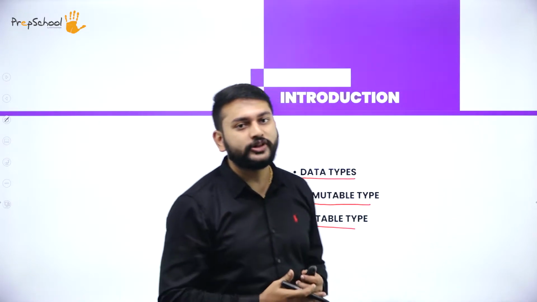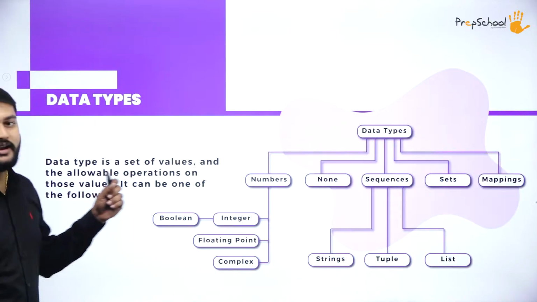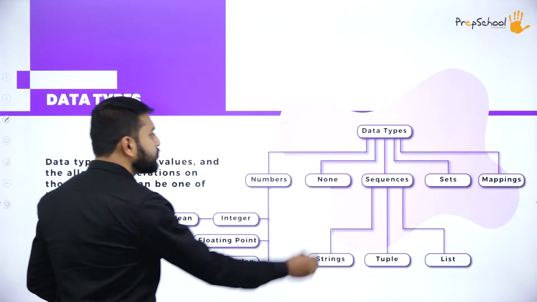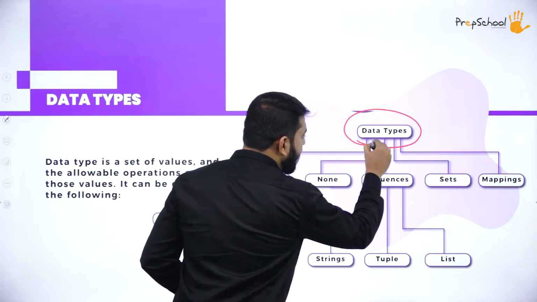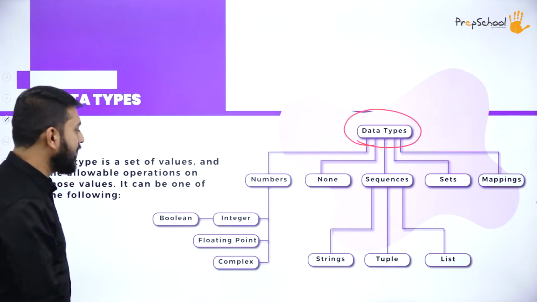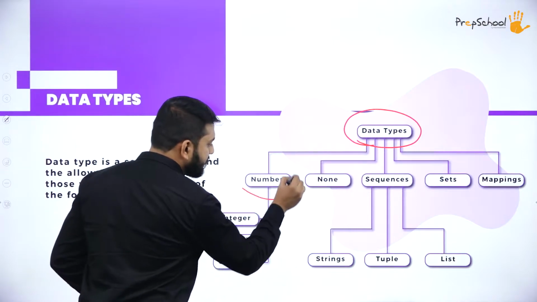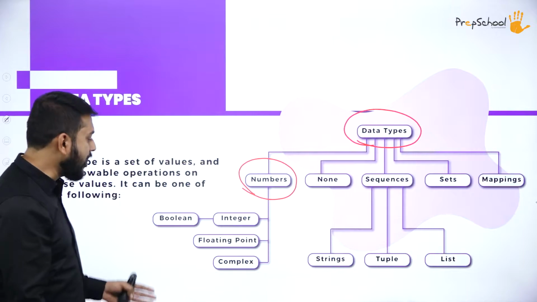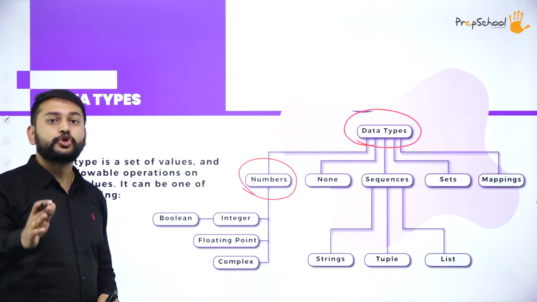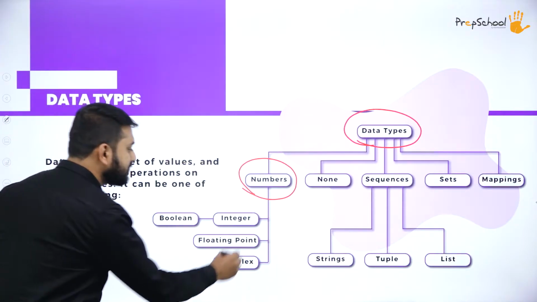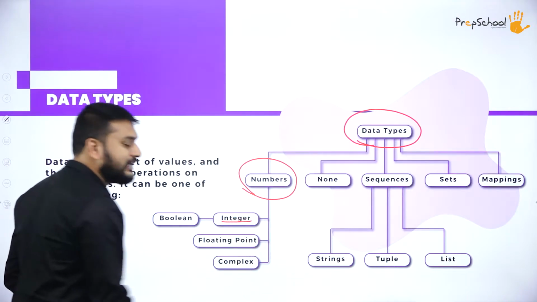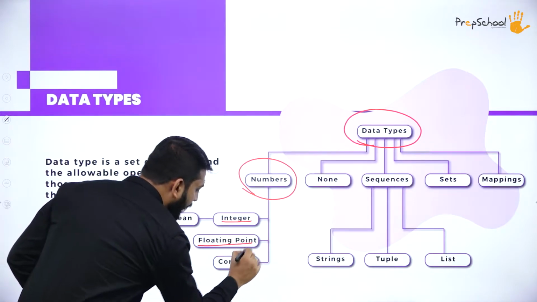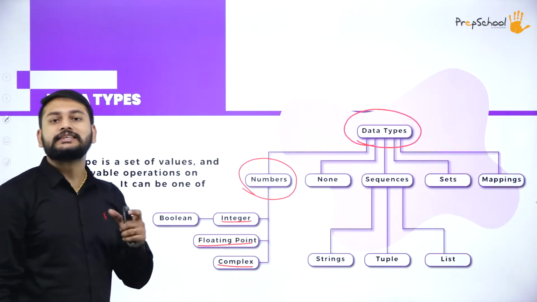So let me start with the first concept: different data types that I have in Python. Please observe, guys, I have different data types in Python. The first data type that I have is numbers. In this category of data type, I have 3 different data types. The first one is integer, the second one is floating point, and the third one is complex numbers.